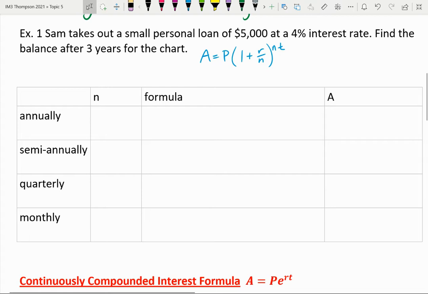Cool. I've rewritten my formula there because I couldn't see it on my screen anymore, and I want to refer to it. And I'm going to go through each one of these and talk about how many times it compounds, what the formula is, and then calculate the amount of money. So, $5,000 personal loan, 4% interest rate, 3 years, all important information. But to start, if something compounds annually, we just talked about that means it's going to compound 1 time a year. So n is 1.